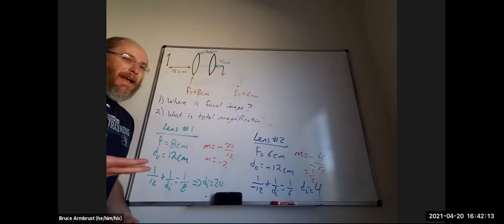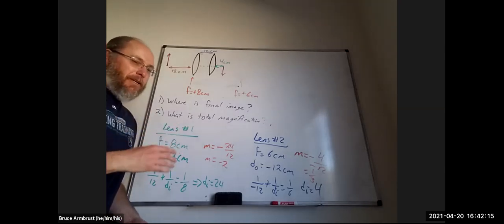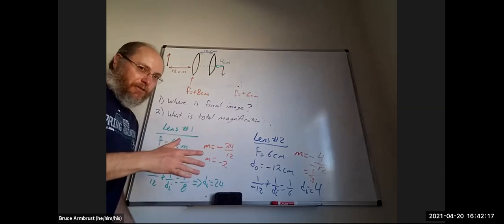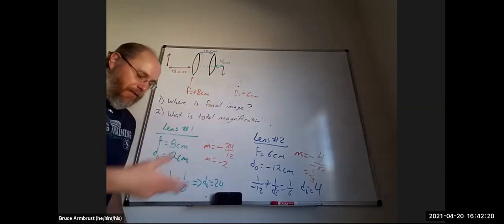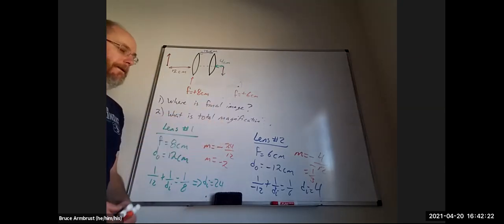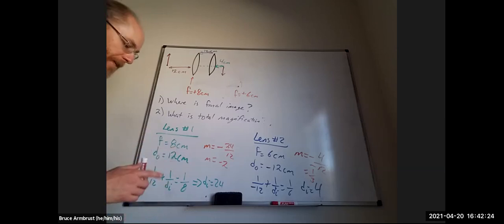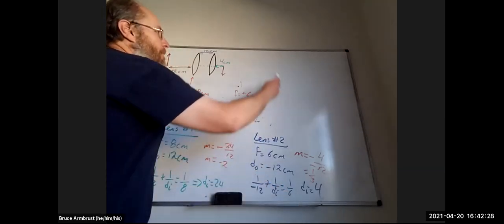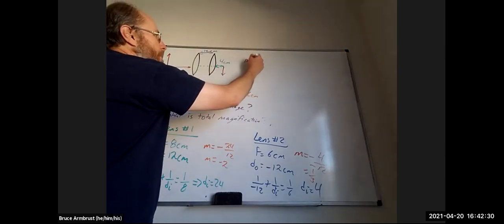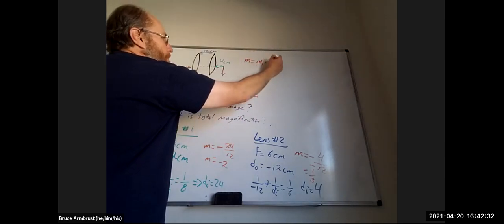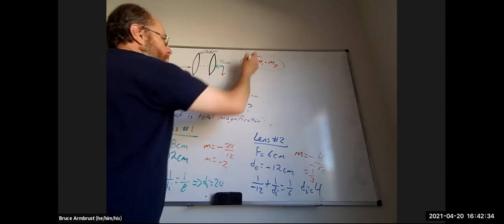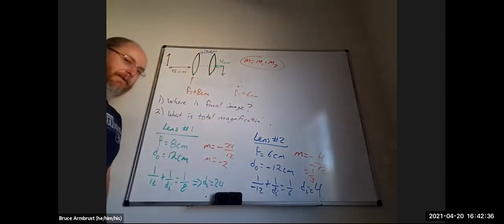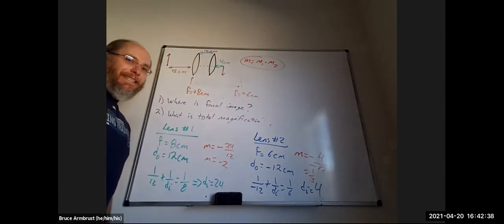Now, to help you out with the magnifications, because I know sometimes that's a little bit tricky, doing the individual magnifications, no big deal, but trying to follow it can get a little bit complicated. Turns out that it's super easy, super mega easy. The total magnification is just the magnifications of the two individual lenses multiplied together.